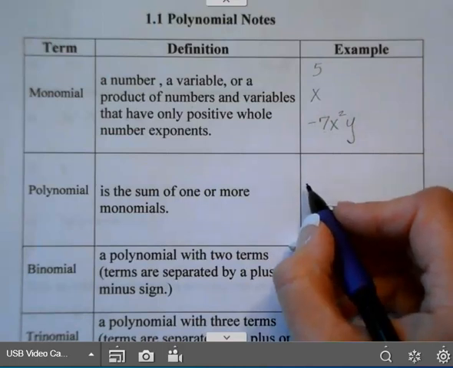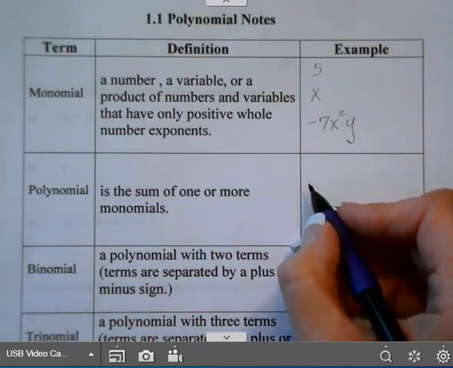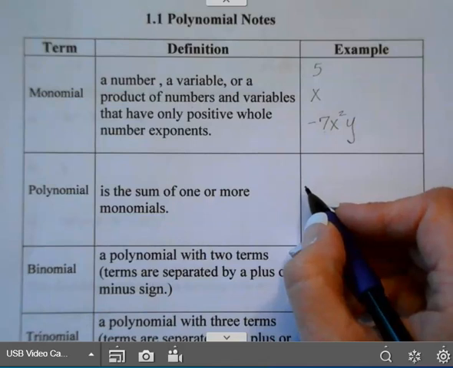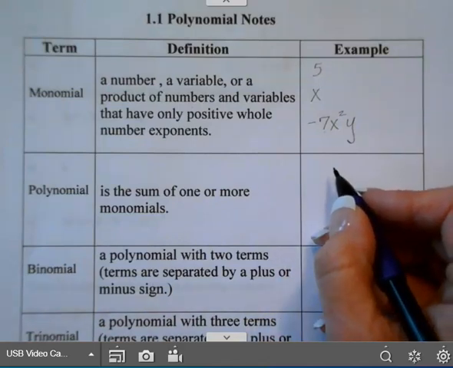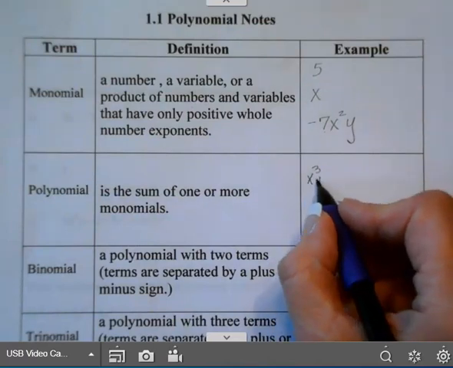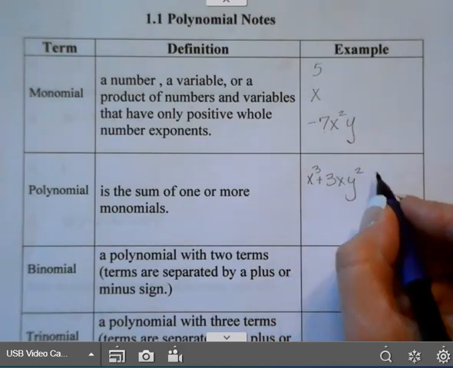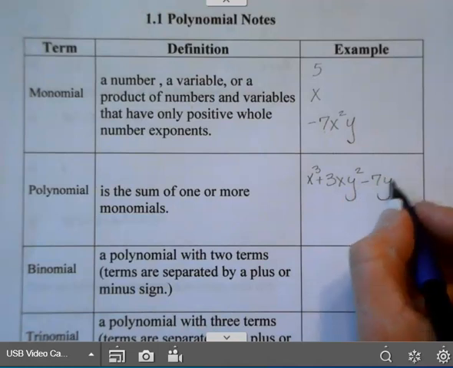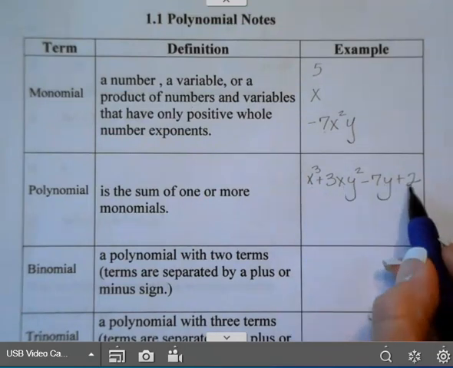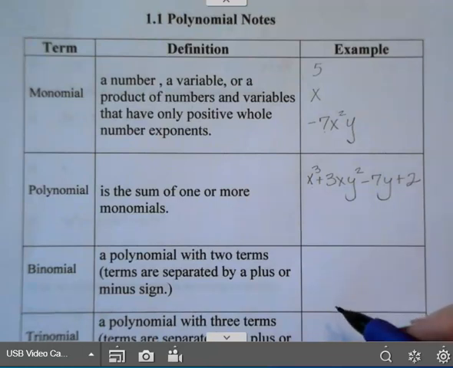A polynomial is the sum of one or more monomials. Poly means many, and it is a group that will include the monomials, binomials, and trinomials, and then higher ones as well. So an example of a polynomial might be x cubed plus 3xy squared minus 7y plus 2. That would be an example of a polynomial. I have 1, 2, 3, 4 monomials listed here. I have 4 terms.